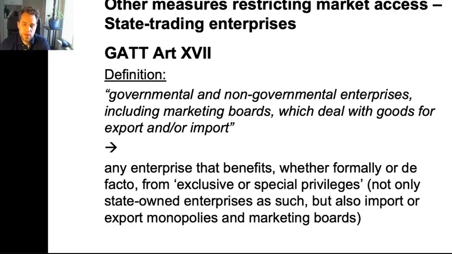Then the next main and key provision here is: what about state trading enterprises? These are, in a very broad definition found in GATT Article 17, governmental, so if the state itself is acting as a market actor, as a producer, exporter, importer, or non-governmental enterprises, including marketing boards, which deal with goods for export and/or import.